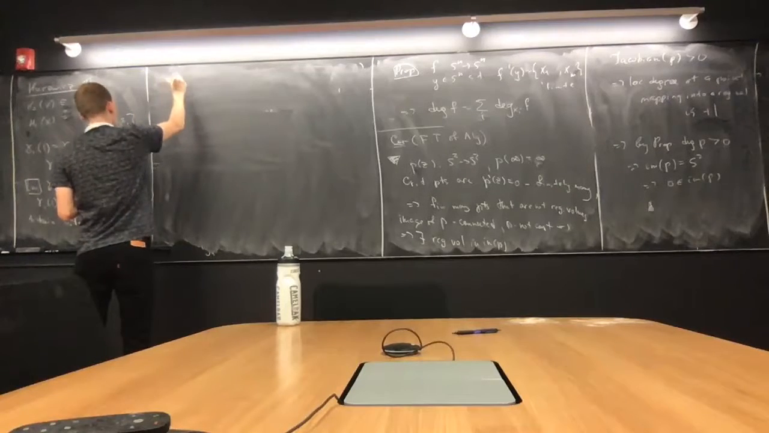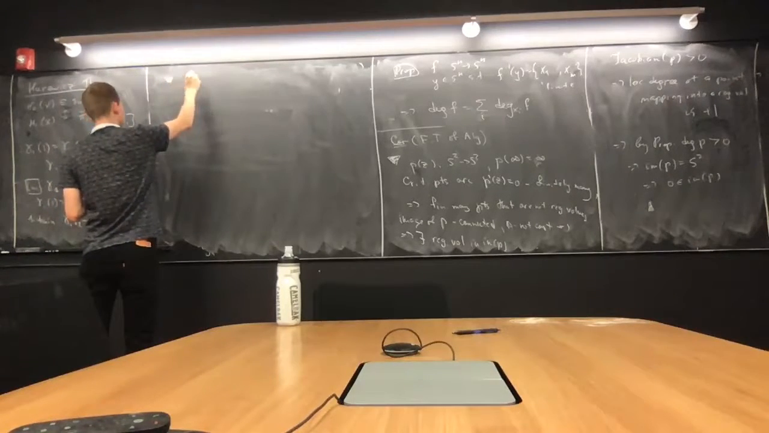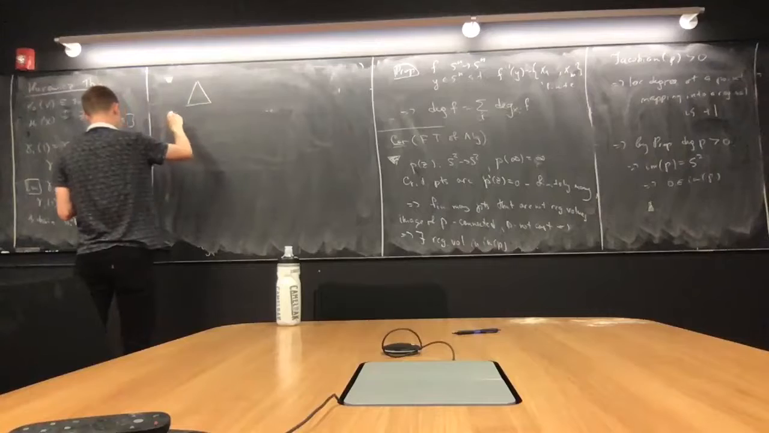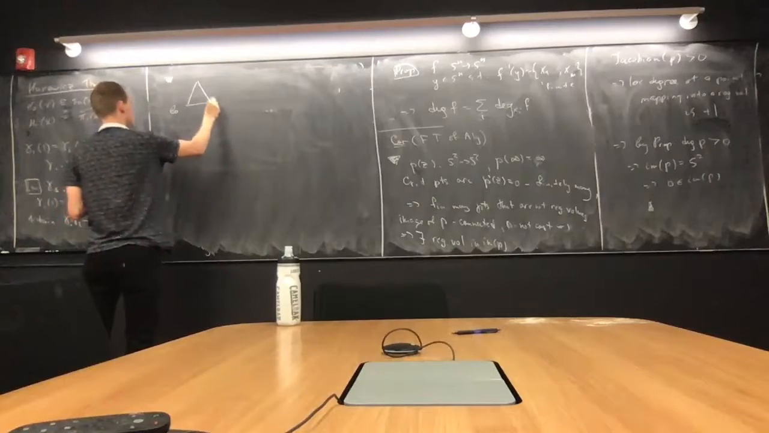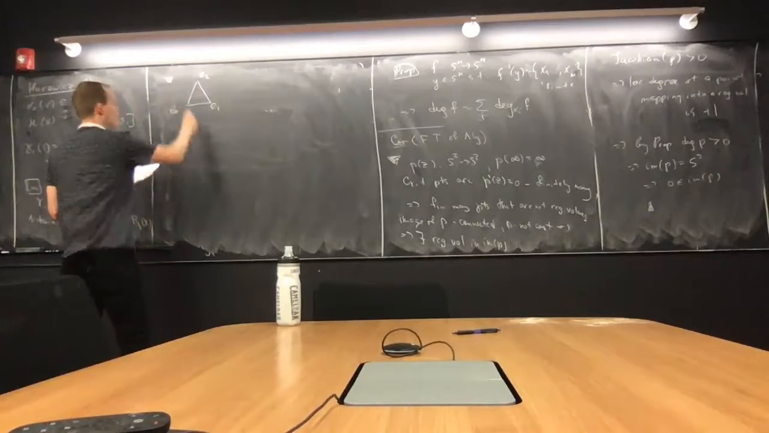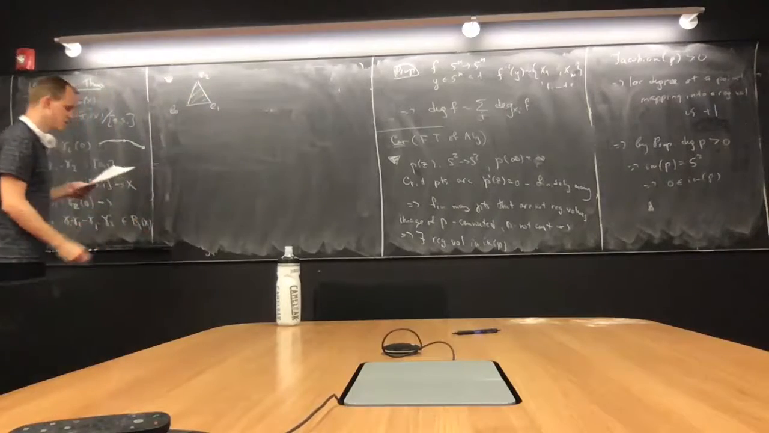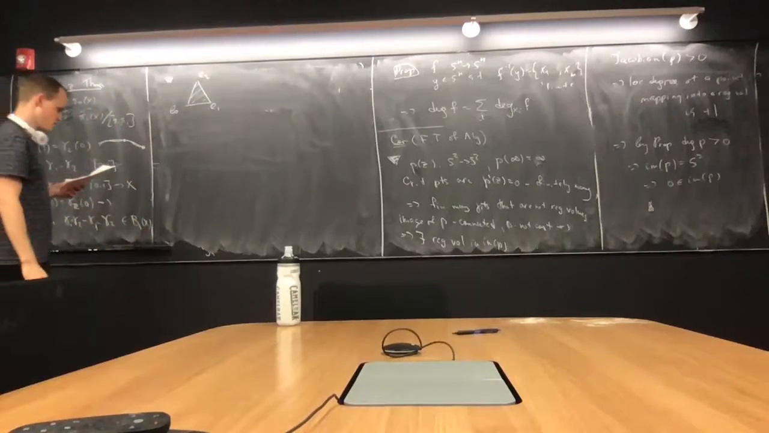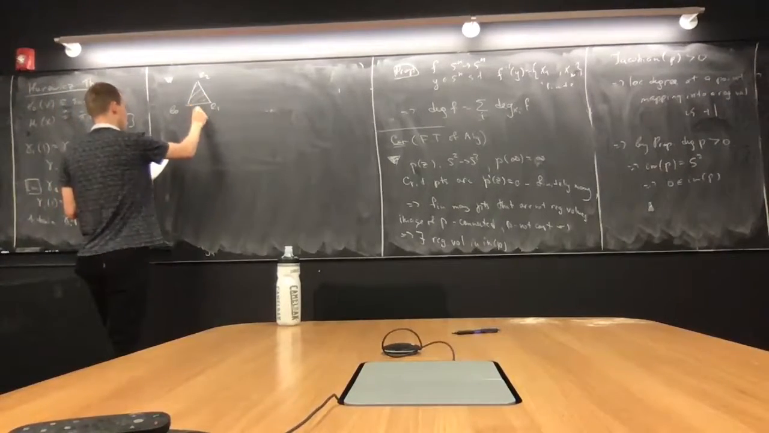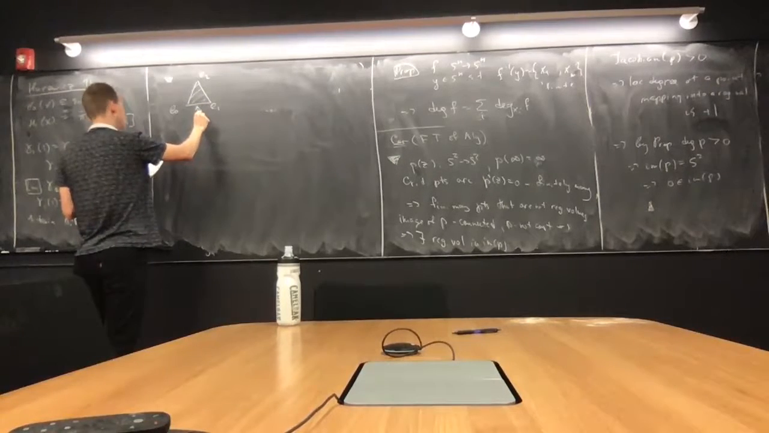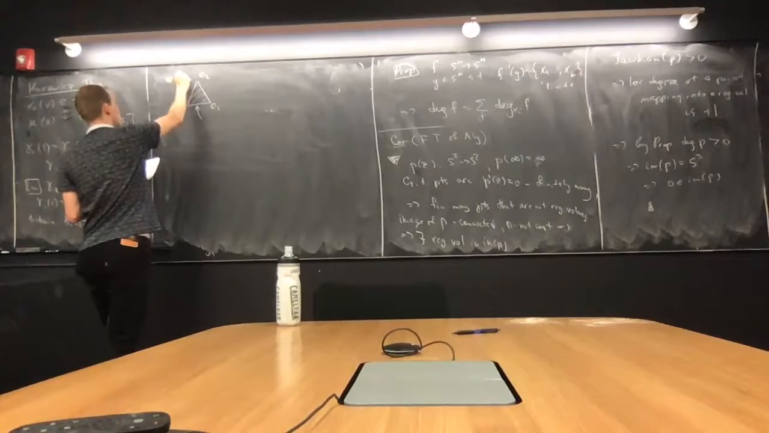So we define a piecewise map on the standard 2 simplex. So let me draw e0, e1, e2. We have the 2 simplex. Let's define the piecewise map on it by putting gamma 2 on this edge.